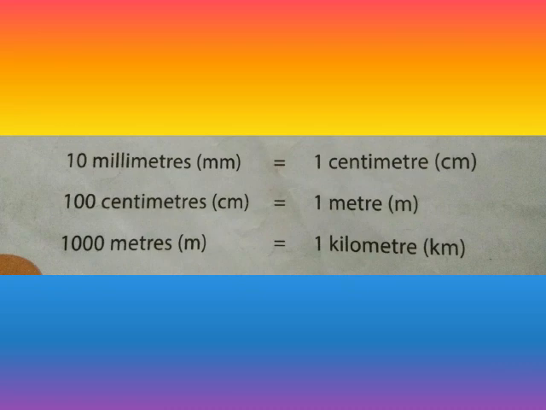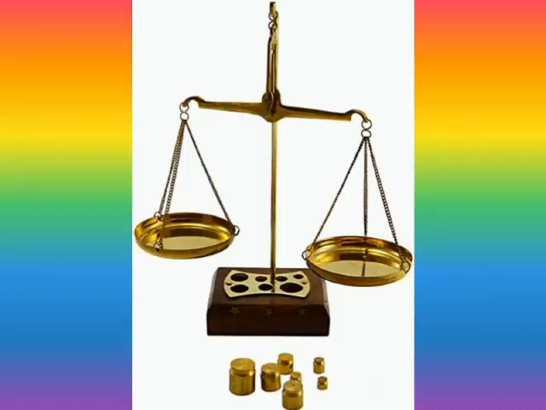Okay. So next is measurement of mass, that is weight of an object. So what does mass tell us? Mass tells us how heavy or light an object is. A beam balance or weighing balance is an instrument to measure mass. The standard unit used to measure mass is kilogram. It can be written as kg.